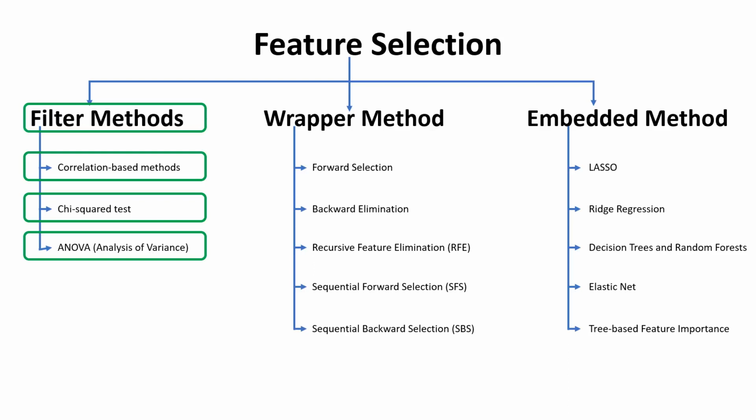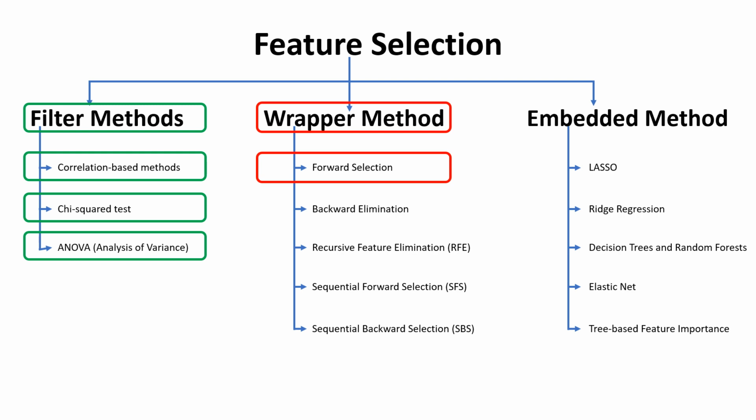Hello everyone. Now that we are done with all of the feature selection techniques which are considered under filter methods, the time comes when we move to the wrapper method. And in the wrapper method, the first technique which we're going to learn about is forward selection. Let me show you how it works.